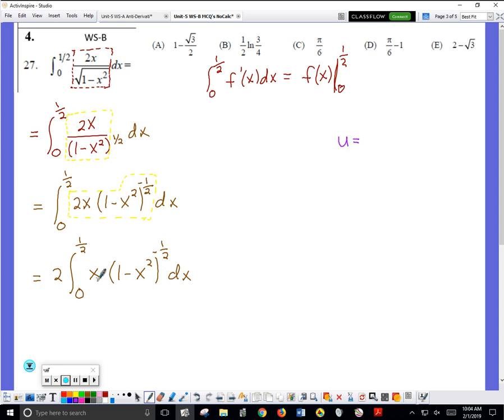This is something to the first power. U is always the something, so we put an x right there. The other example is 1 minus x squared to the negative 1/2. Again, it's something to a power. My choice of U is always the something.